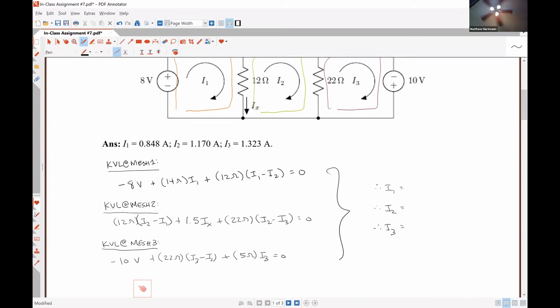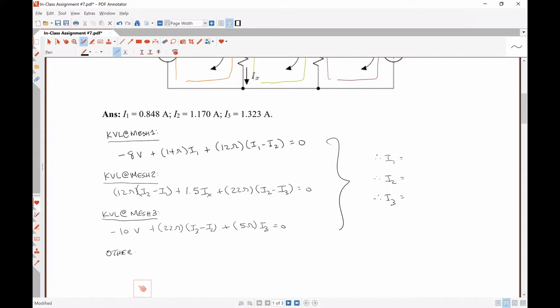Alrighty, so let's see. That is 14 plus 12 is my coefficient for I1, negative 12 is my coefficient for I2, 0 is my coefficient for I3, and when I move the 8 over, I get positive 8 for my constant term. Then for my mesh 2 equation, I have, oh, we forgot something. What is our equation for Ix?